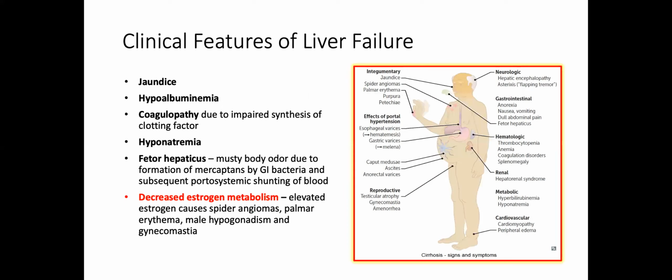Okay, end-stage liver disease. The clinical features of liver failure: they're going to be yellow, with jaundice, and hypoalbuminemia, so their albumin's going to be low. They're going to have impaired synthesis of clotting factors, so they're going to have a coagulopathy. They're going to have low sodium. And then sometimes a musty smell, fetor hepaticus, and then decreased estrogen metabolism, resulting in spider angiomas, palmar erythema, male hypogonadism, and gynecomastia as well.